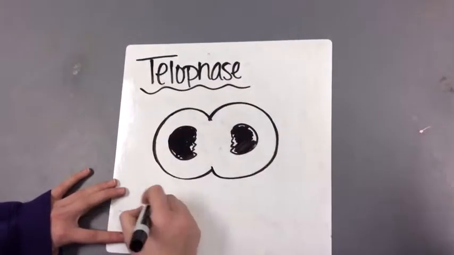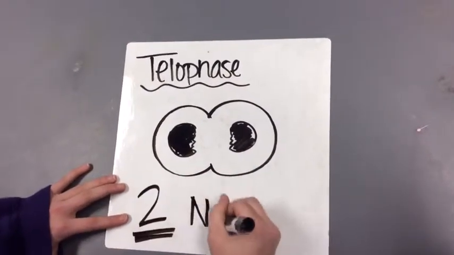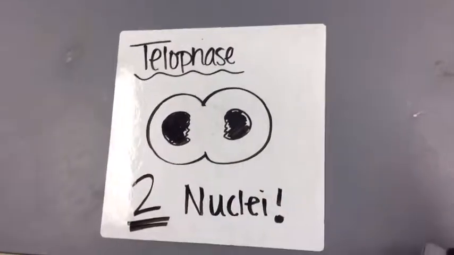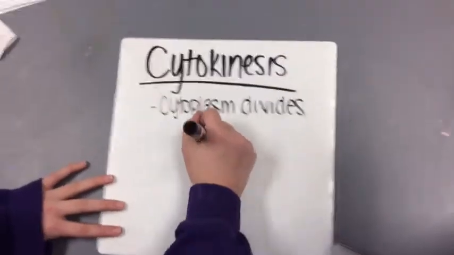In cytokinesis, the cytoplasm divides, and this occurs immediately after telophase. The end result of mitosis is two identical daughter cells.